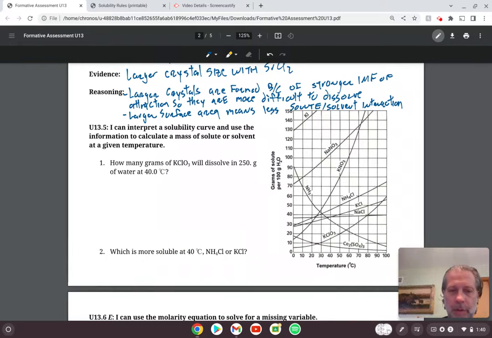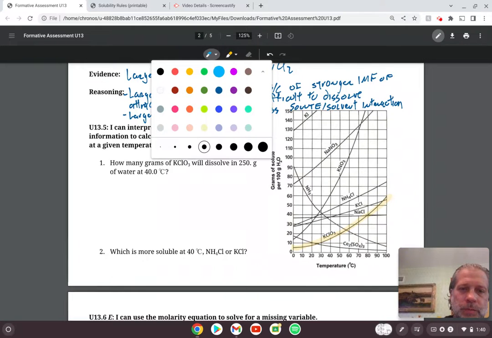And my calculator's over there, so I'm going to go grab that once I get this all squared away. But this particular question is focusing on KClO3. So I like to draw or highlight that particular curve just so I can really focus in on what it is I'm looking at here. And the question is asking us how many grams of KClO3 will dissolve in 250 grams of water at 40 degrees Celsius.